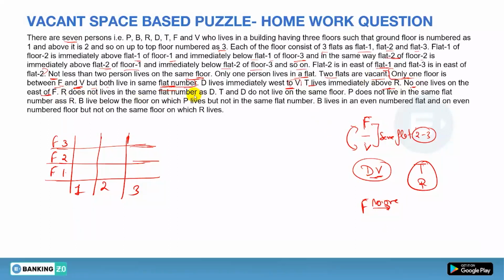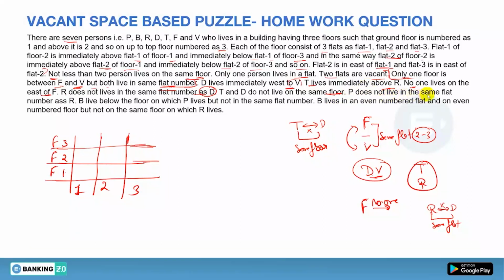R does not live in the same flat number as D. So R is not in the same flat as D, that is for sure. Okay. Now T and D do not live on the same floor. So T and D do not share the same floor.